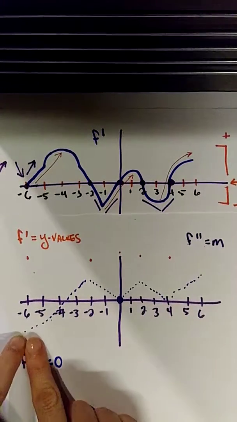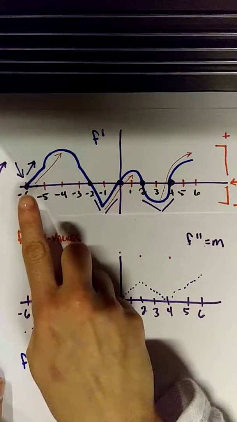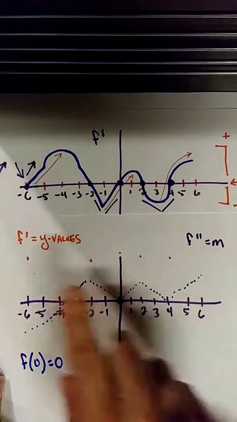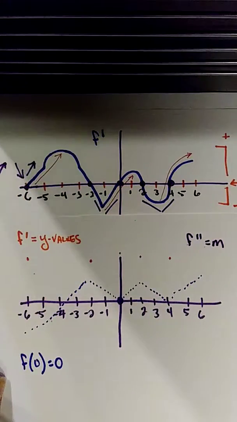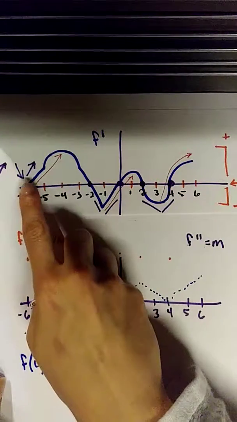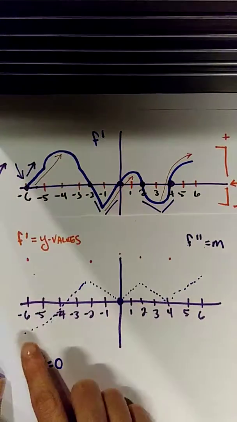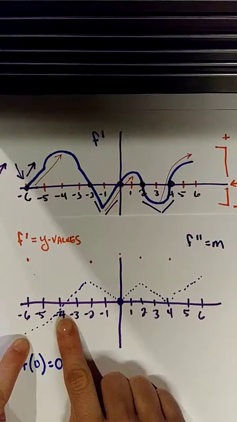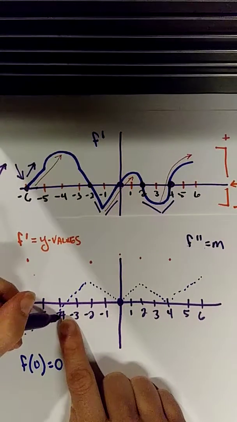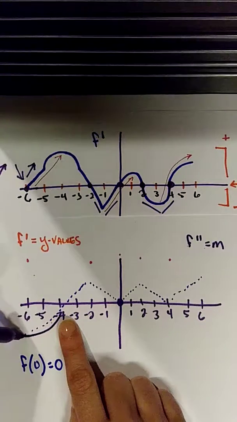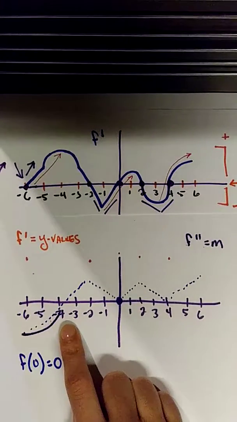So I'm going to start over here at -6. If my first derivative, remember I'm looking at the slope, if my first derivative has a positive slope, that means I'm concave up. So I have a positive slope all the way from -6 to -4. So between -6 and -4, I'm concave up. Concave up looks like a cup. There we go. Concave up that whole time.